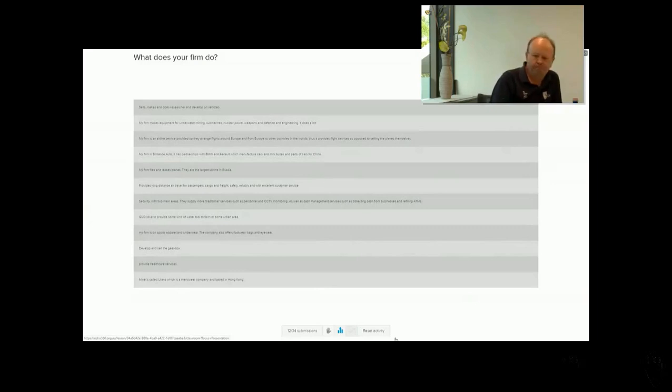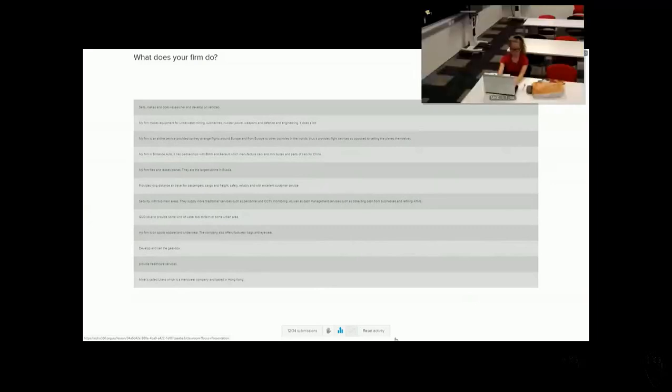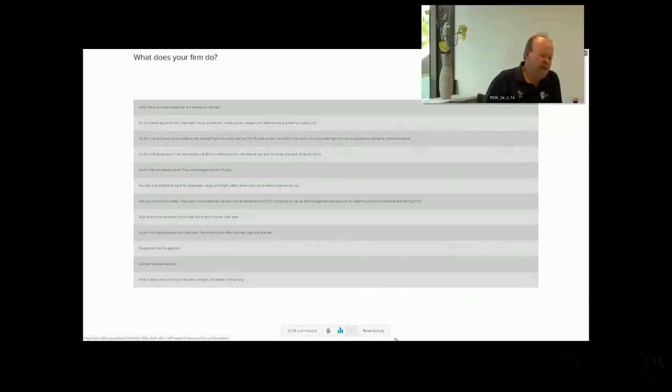Keep going, Maria. GUD Strive must be to provide some kind of water tool to farm or some urban area. That's Leo, we know. We've heard about that. That's also interesting. It looks like they make the pumps, or do they just distribute them? Wasn't quite clear about that. But anyway, keep going, Maria.